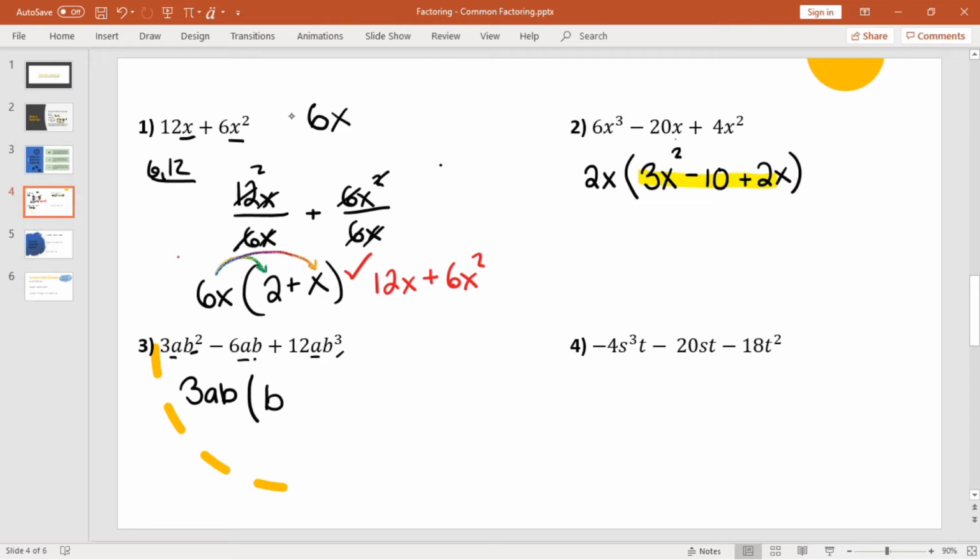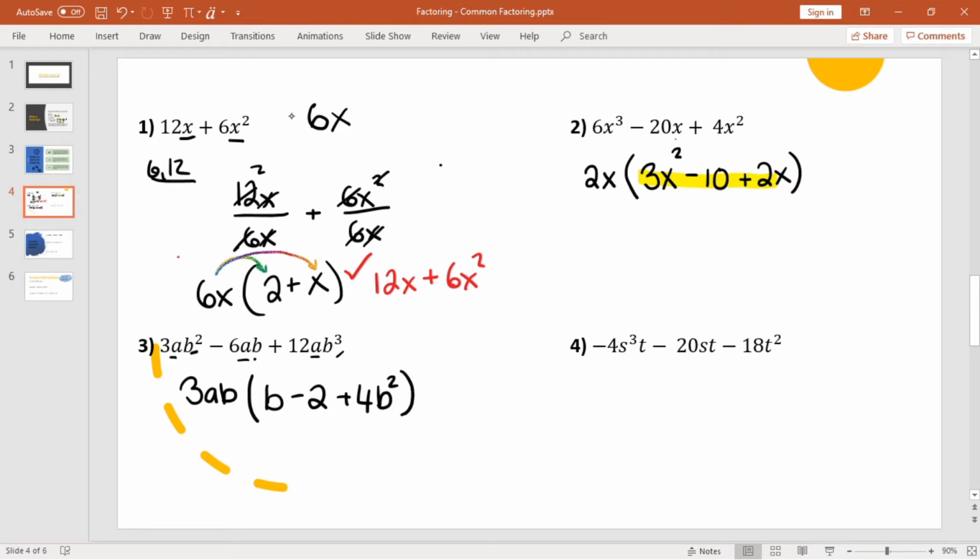Looking at the second one, negative 6 divided by 3 is negative 2. A divided by A is 1. B divided by B is 1. They're gone. 12 divided by 3 is 4. A divided by A is 1. No more A's left. B cubed divided by B leaves you with B squared.